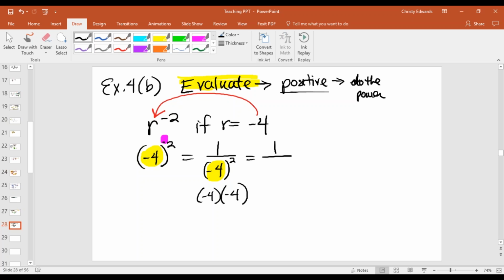Good, Jack. Good, Allie, yes. Isn't negative 4 squared negative 4 times itself? Good, Morgan. Negative times negative is positive. 4 times 4 is 16. That's your answer.